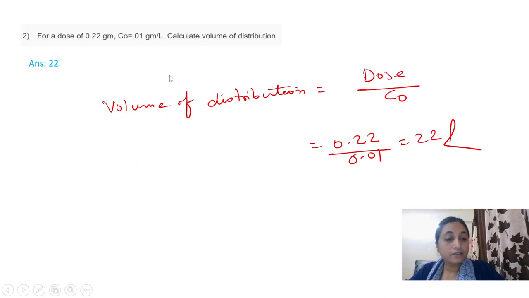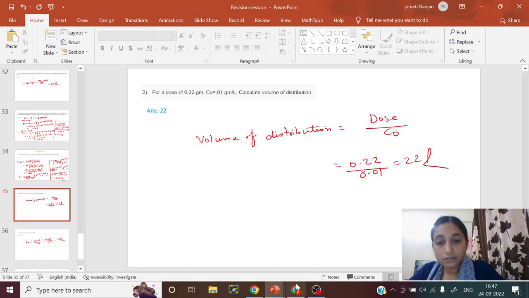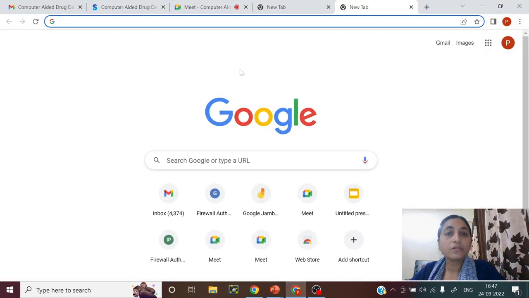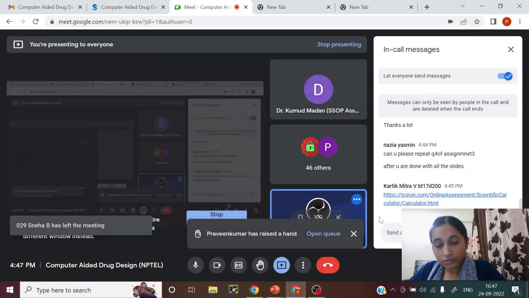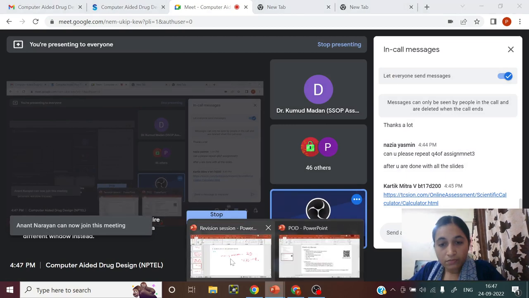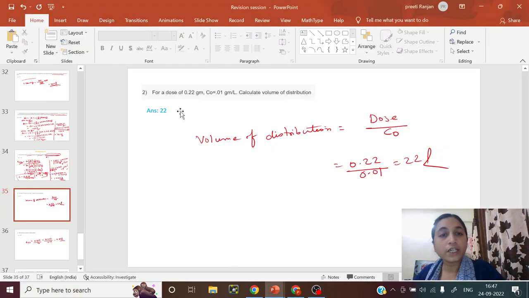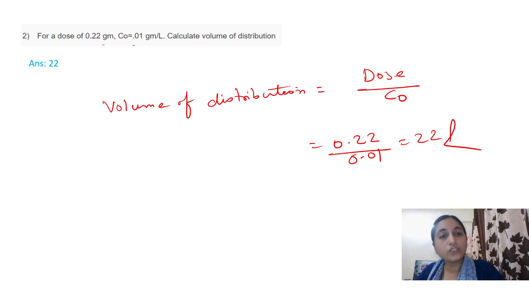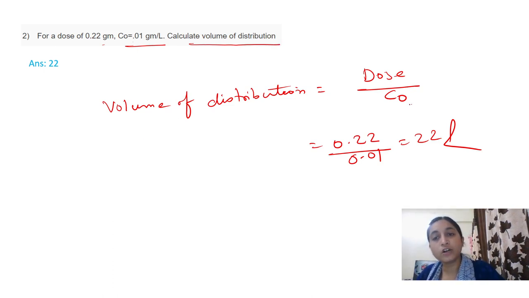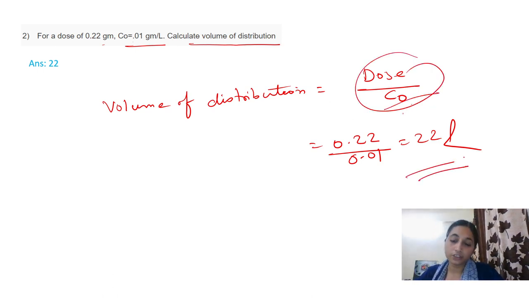Now the second question. In question two, for a dose of 0.22 gram, C0 equals 0.01 gram per liter. They want to calculate the volume of distribution. So volume of distribution is equal to dose upon C0. We simply put the values of dose and C0 in this equation, and you will get 22 liter.